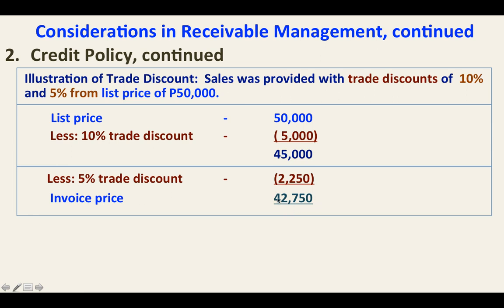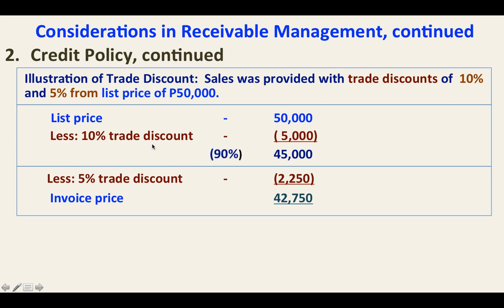So this is the sales of the company, 42,750. Yung 5,000 tsaka 2,250, hindi na nire-record yan ng company, ng both, ng seller and buyer. Okay? Because this is an outright reduction. So in this case, ang invoice price or the sales is 42,750.